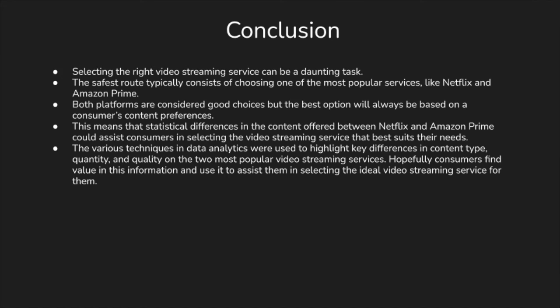Selecting the right video streaming service doesn't have to feel like a daunting task. The statistical differences in the content offered between Netflix and Amazon Prime could assist consumers in selecting the video streaming service that best suits their needs. Through the use of data analytics, key distinctions were identified in content type, quantity, and quality. Hopefully, consumers find value in this information and use it to assist them in selecting the ideal video streaming service for them.